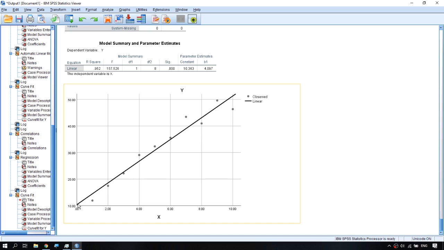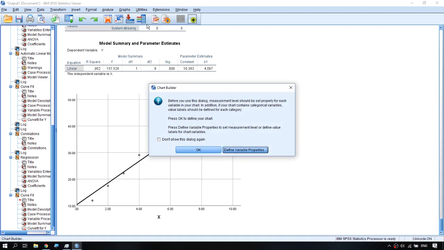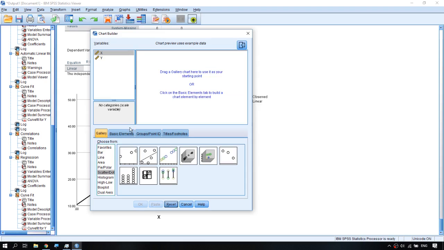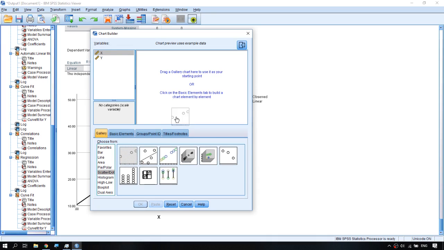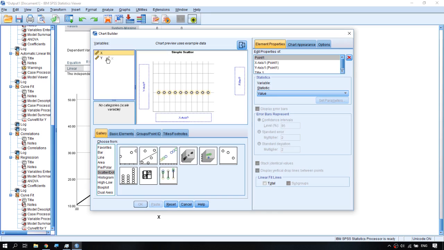Now, the third way I'm going to introduce to you here is to plot the graph directly. So what we do is click on Graphs, and then Chart Builder. Here it is again asking you to set your measurement level properly. In my case, all the variables are already properly set, so we can just click OK. Then we go to the lower left-hand corner and select Scatter, because the graph we are going to plot is called a scatter plot. And then we choose the first one, drag it to the area above, and then drag x into the x-axis and y into the y-axis. Click OK. So here it is.